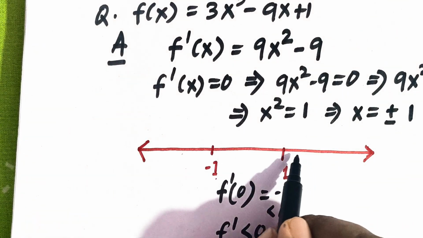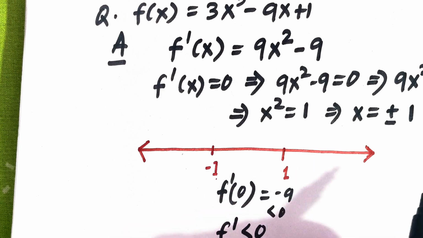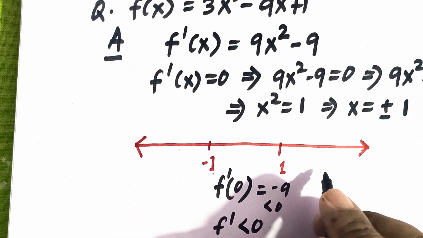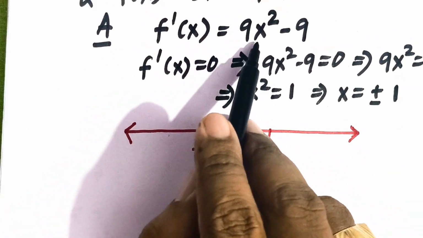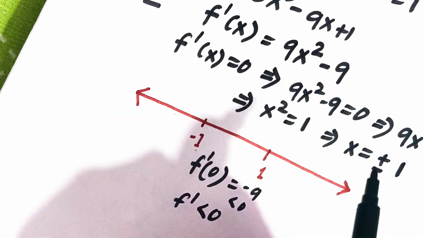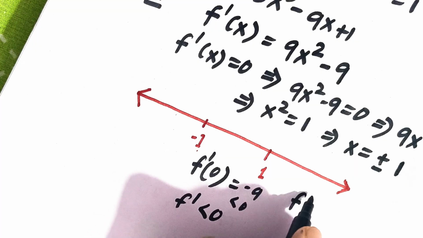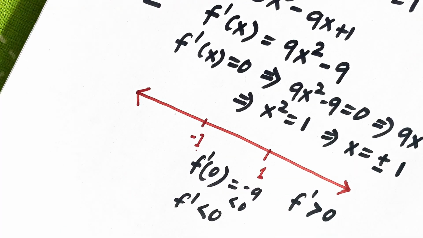Then let's pick another point from here. Here we have 2, clearly 2 is bigger than 1. What is f dash 2? f dash is 9 times 4 minus 9. 9 times 4 is 36 minus 9, which is 27, which is positive. So at all points in this part our f dash is positive.